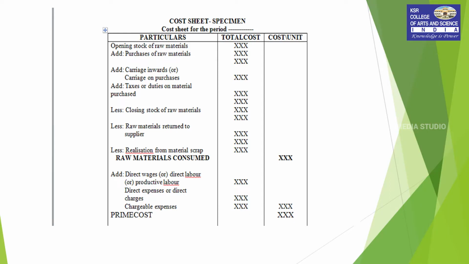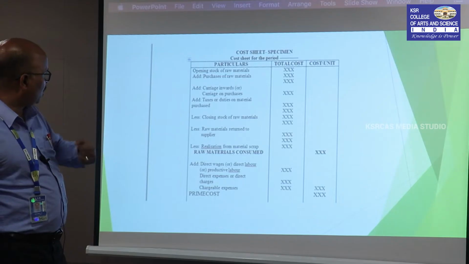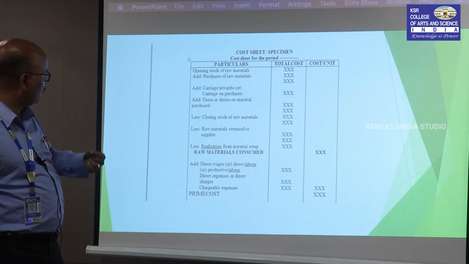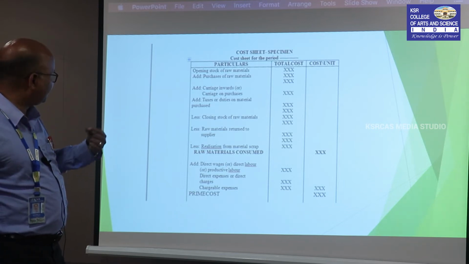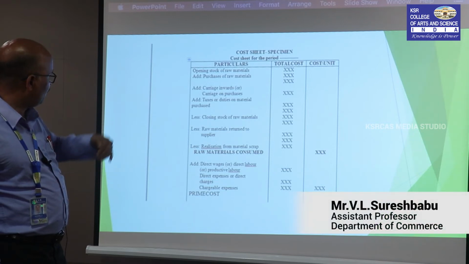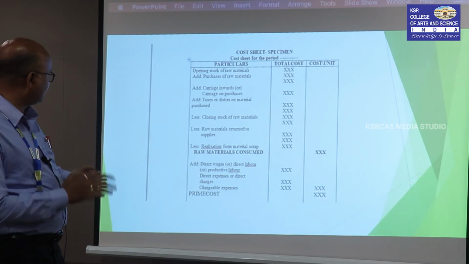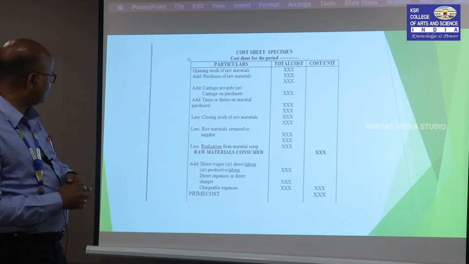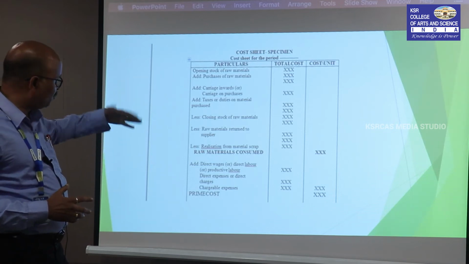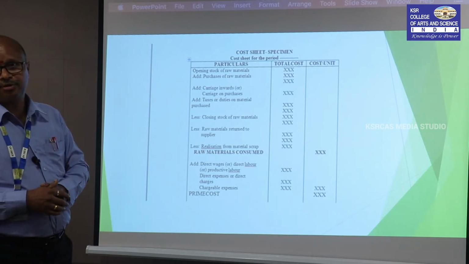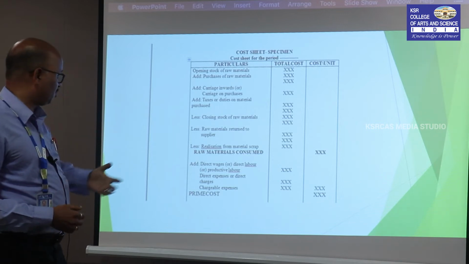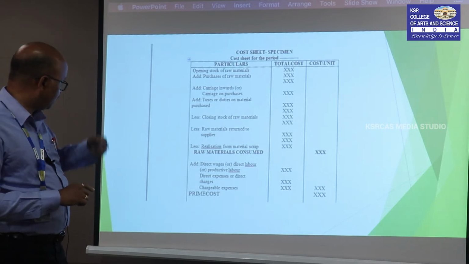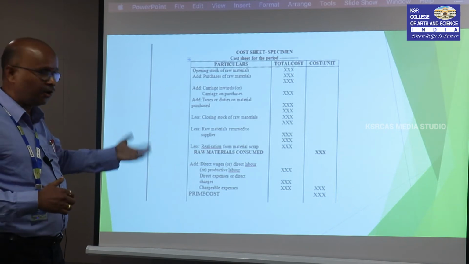The first step, we have to find out the raw material consumed. For that, we require the opening stock of raw materials. Along with that, we have to add the purchase of raw materials, and add the carriage inward or the carriage on purchase. Then we have to add taxes or duties on material purchased, and less the closing stock of raw materials. We also have to less the raw materials returned to the suppliers, and lastly less the realization from the material scrap. By deriving all this, we get the answer known as the raw material consumed. The next step is to find out the prime cost. For that, we require direct wages and direct expenses, that is, chargeable expenses. By deriving all these things, we get prime cost.